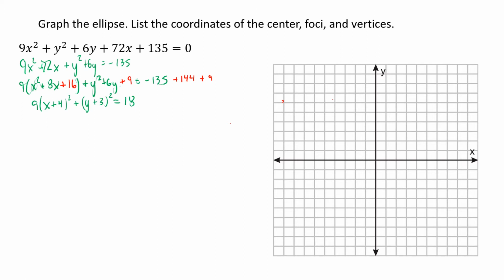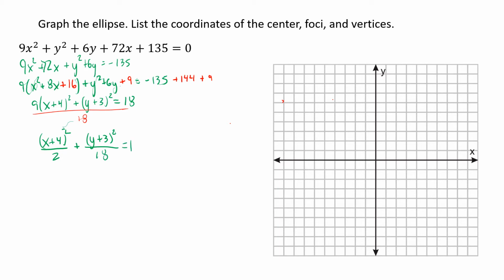Okay, oh well. So now we're going to divide everything by 18, and then when we finish this, we'll put x plus 4 quantity squared divided by 2, because 9 divided by 18 is 1/2, plus y plus 3 quantity squared divided by 18 equals 1.